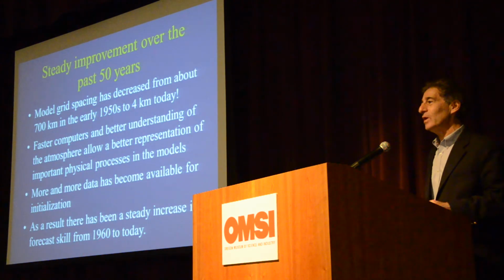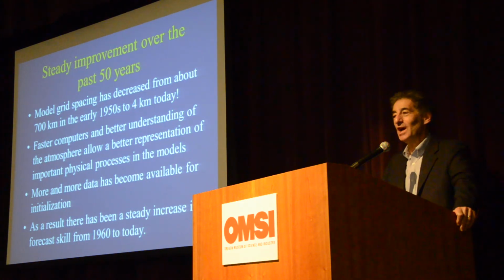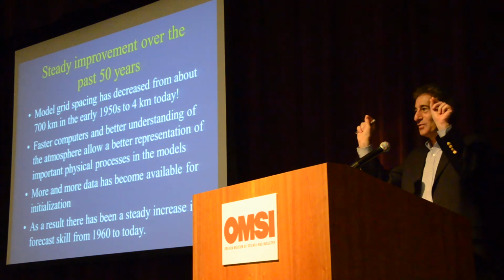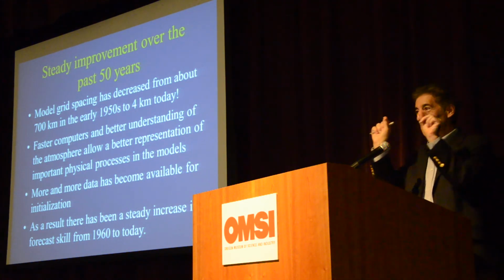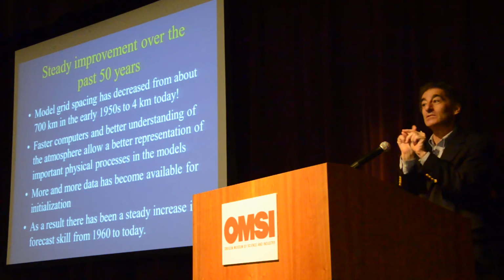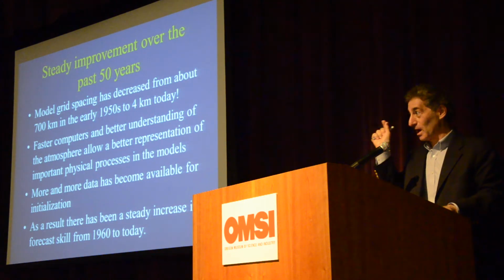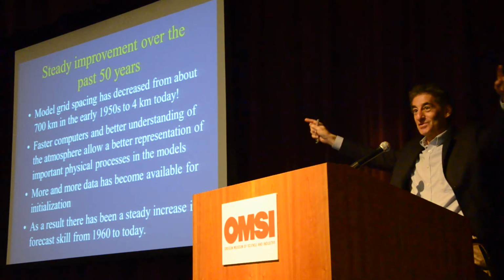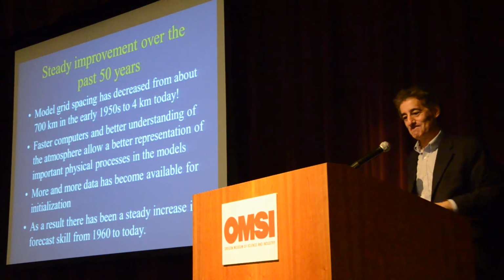Now, we've had an amazing improvement over the last 50 years in numerical weather prediction. Back in the 50s, when it started, the spacing of that grid that we solved the equations on was about 700 kilometers. Today, the National Weather Service is running down to 4 kilometers. In fact, they're running down experimentally to 1.3. The University of Washington, we're running operationally down to 1.3 kilometers. So imagine 700 kilometers in the 50s to 1.3 kilometers today.